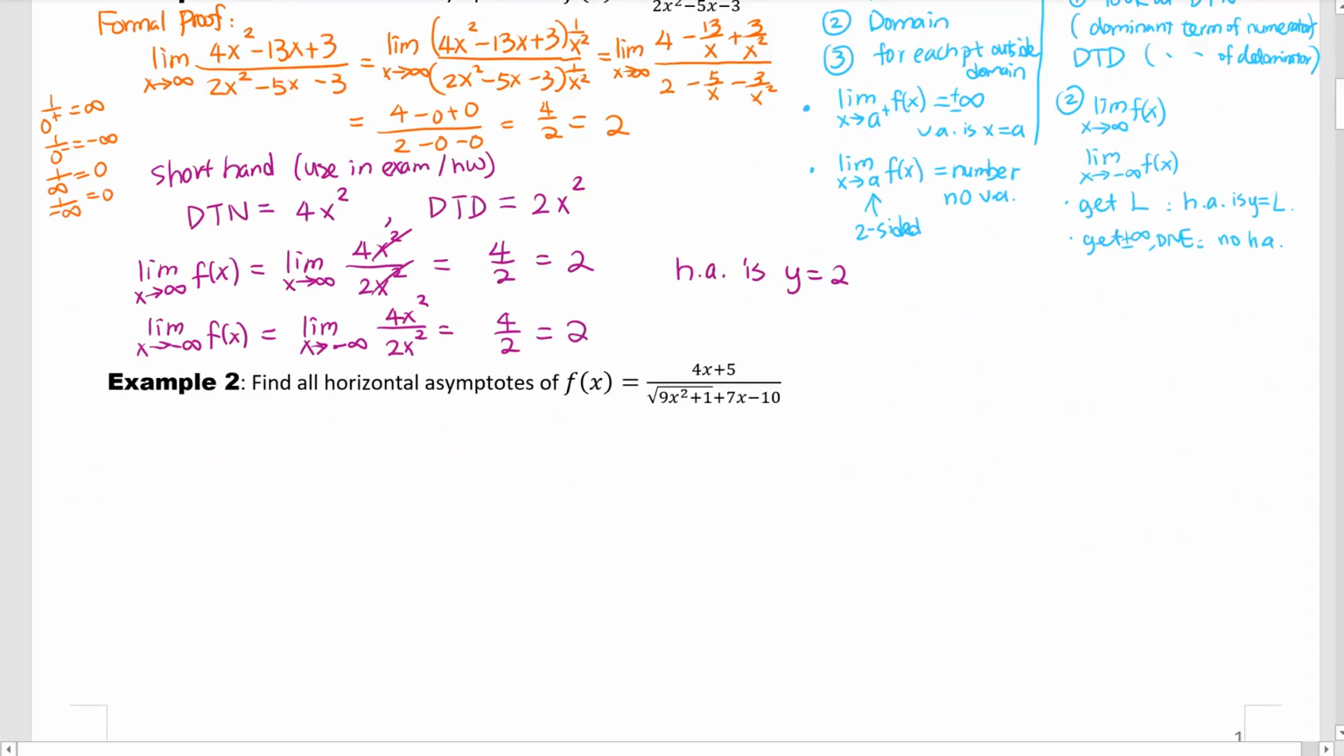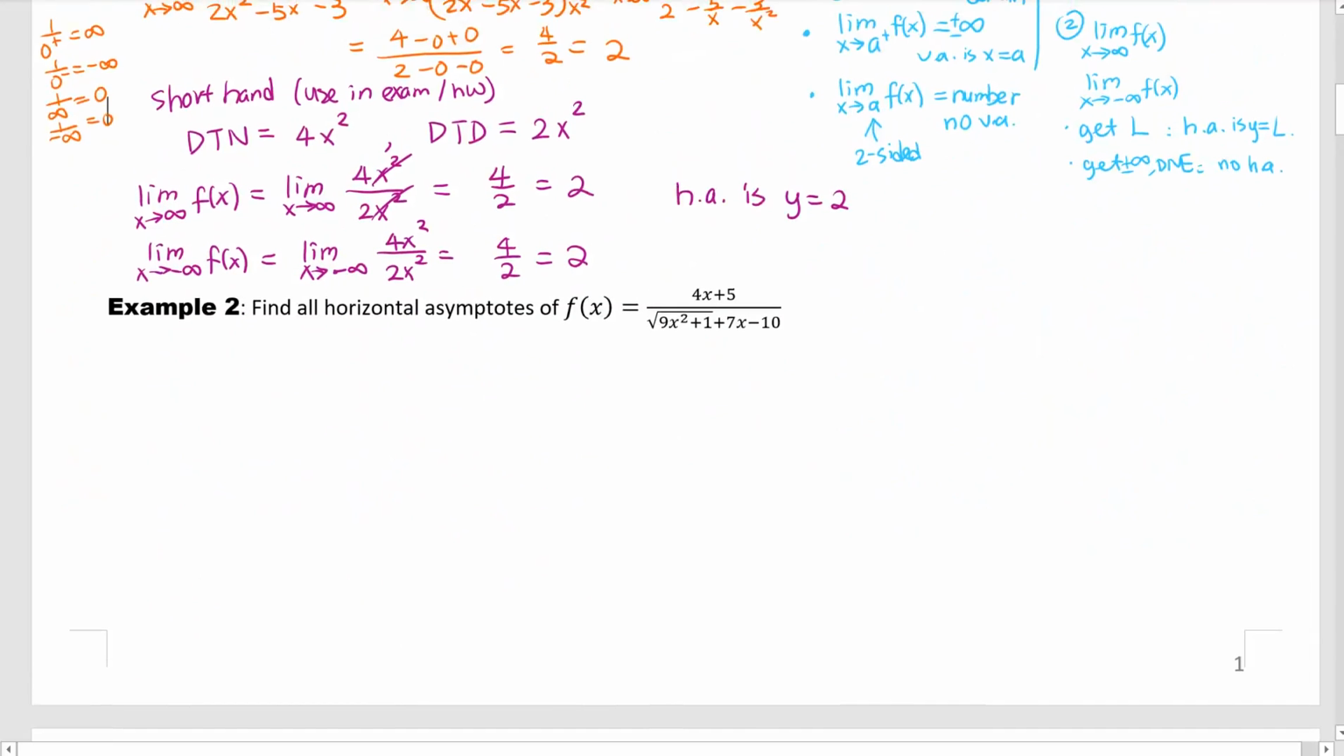And is it possible that we have two different horizontal asymptotes? Yes. Let's see this example too. We'll see that we're gonna have two horizontal asymptotes, and we can see what actually can make this happen. Okay, so we're gonna use the quick way from now on.